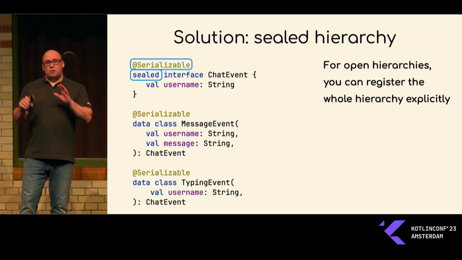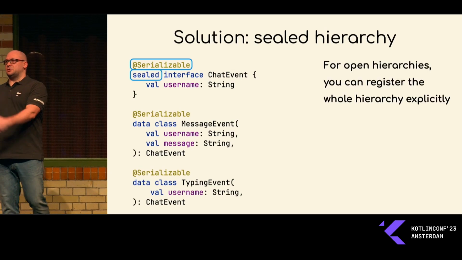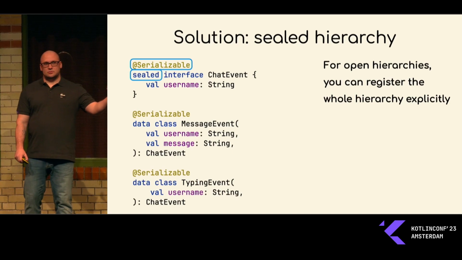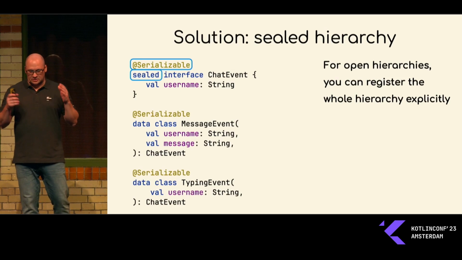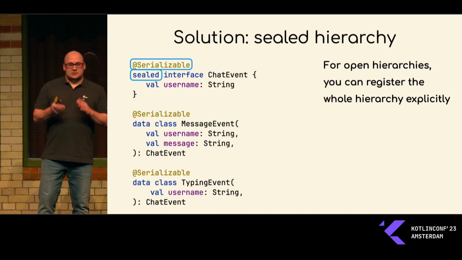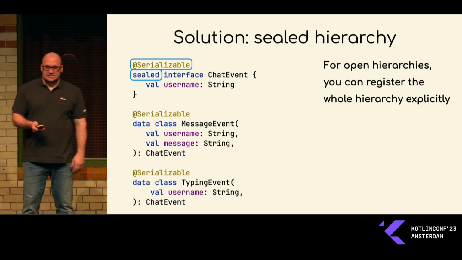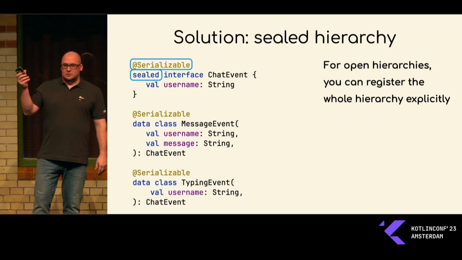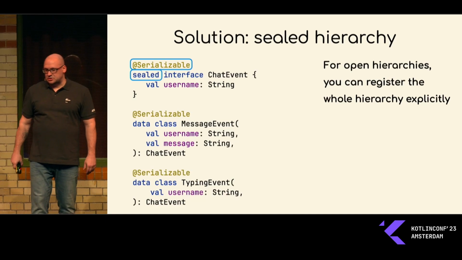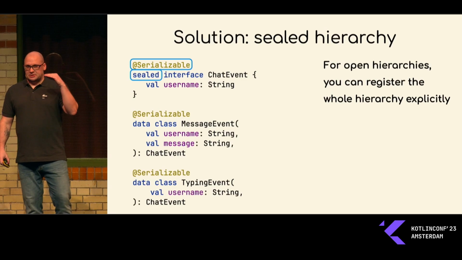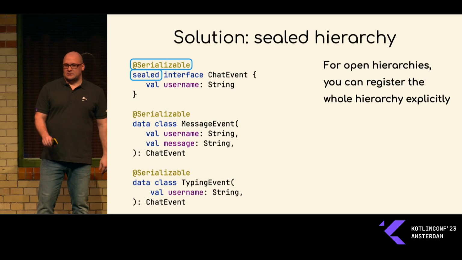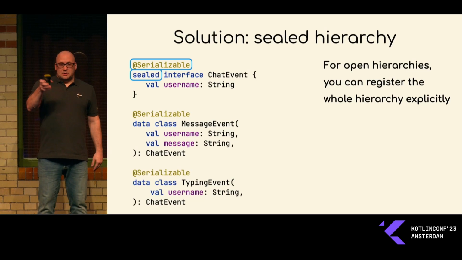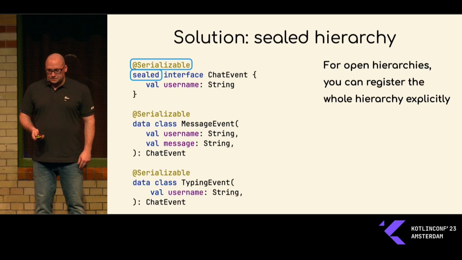For open hierarchies, in case you don't have control over the code, you cannot mark the supertype as sealed. You cannot seal the hierarchy. It's called an open hierarchy, and for this, you can use the APIs in the serialization library to register the subtypes for this kind of use case. We are not going to cover it in our demo today, but it's just a possibility.